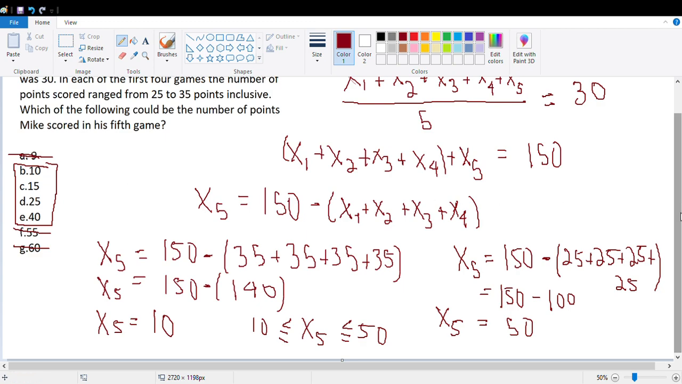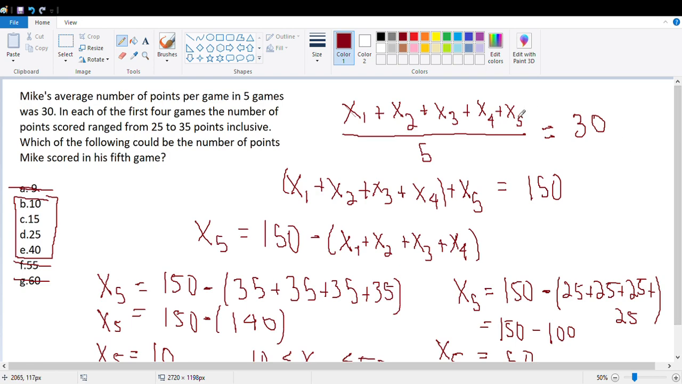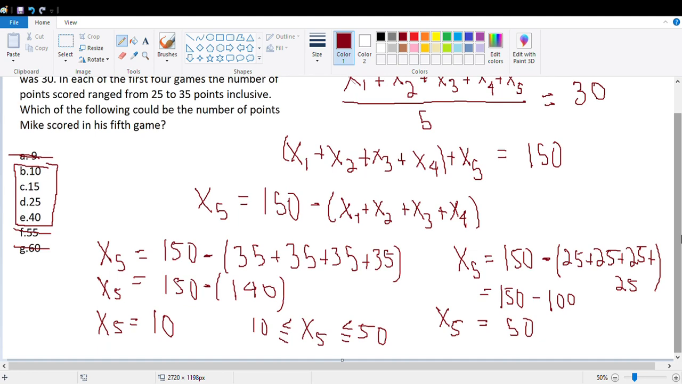Again, as a recap of how we solved this question, when we set up, first of all, our average based on the first information given, we multiply 5 to the other side. We got that the sum of the first 5 games is 150. We isolated the fifth game because that was the game that we were interested in. And then the next approach was taking the two extreme cases.